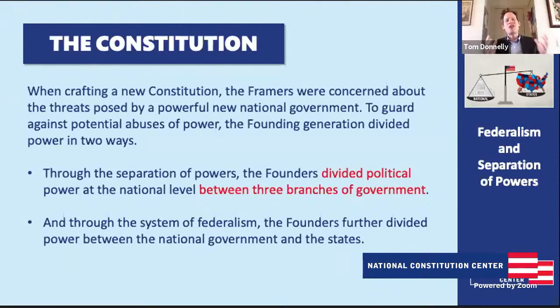And so the big vision here is that they wanted to come up with a way to avoid abuses of government power at all levels. And the best way they came up with that was to divide power at the national level through separation of powers, and then divide power between the national government and the states through federalism. They saw this as a key protection against abuses by government.